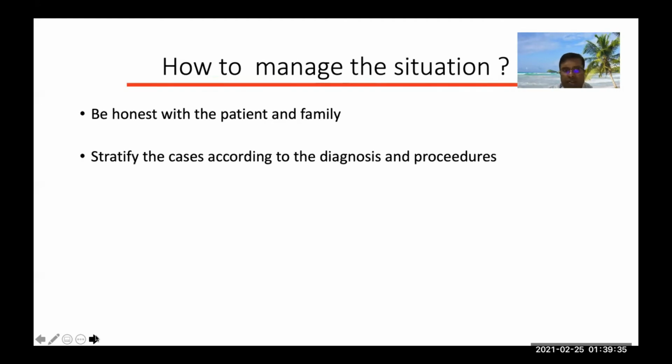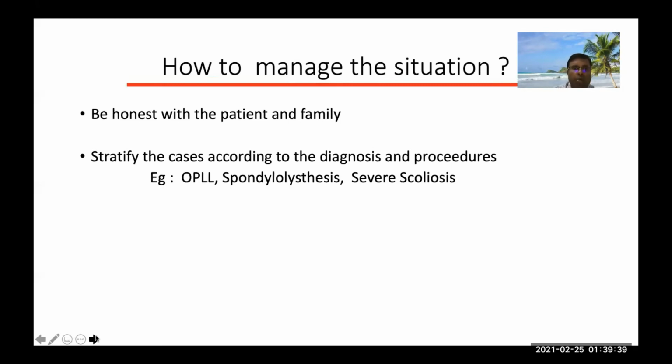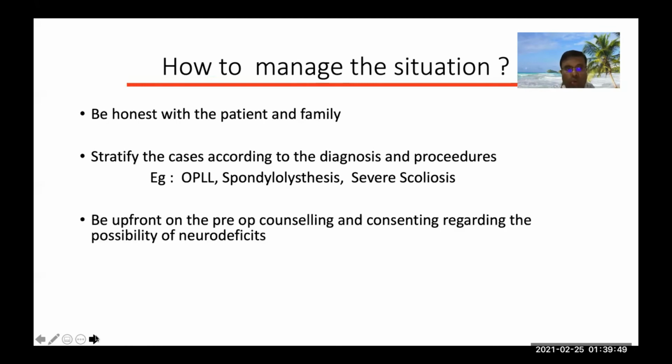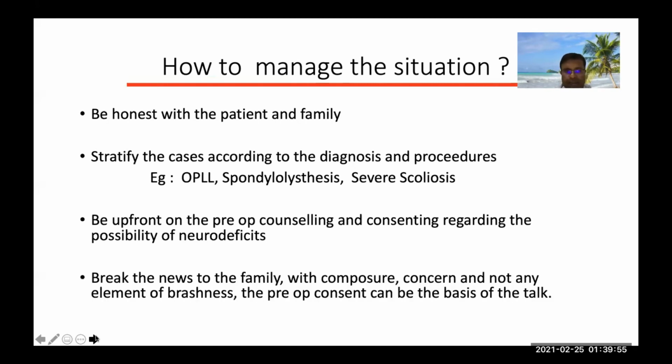You have to stratify the cases according to the diagnosis and the procedures. When you're doing an OPLL or a high grade listhesis or a CBS scoliosis, you know that there's a higher probability of having a neurodeficit as compared to a lumbar discectomy. So when you do your pre-op counseling and consenting, be upfront and very clear about them and document it.